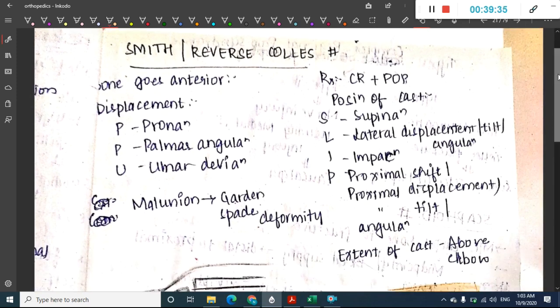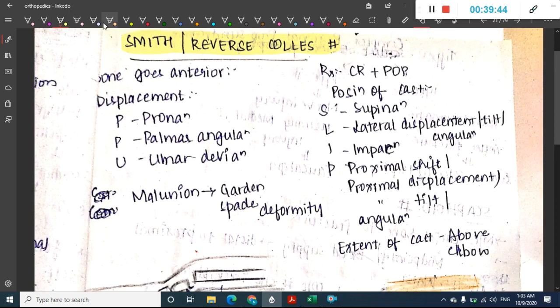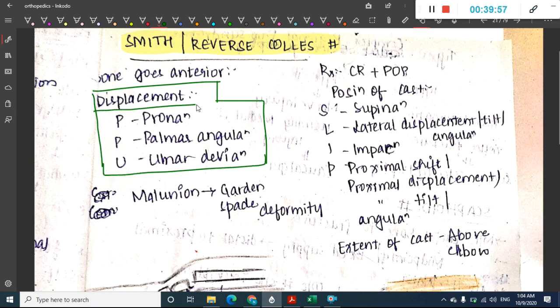Then the next type of fracture is Smith fracture or reverse Colles fracture. It is exactly opposite to the Colles fracture. Here the bone will go anteriorly. So what is the displacement seen here? The displacement includes pronation, palmar angulation and ulnar deviation. Even here you should do a closed reduction and plaster of Paris application.